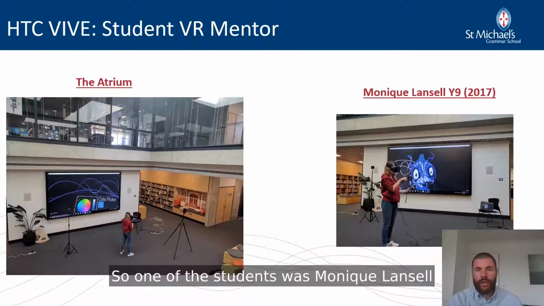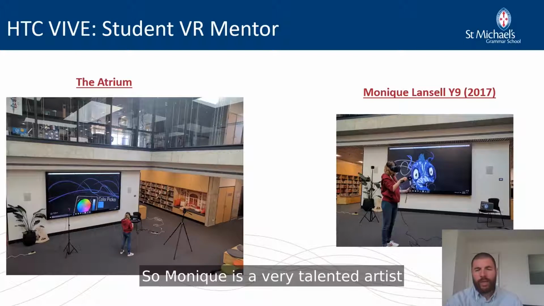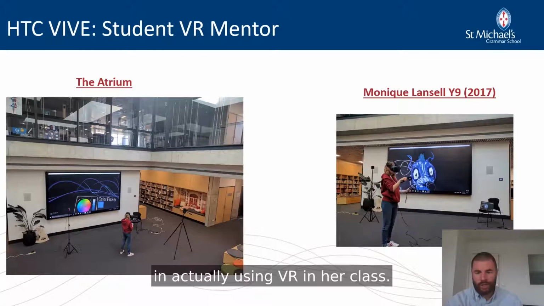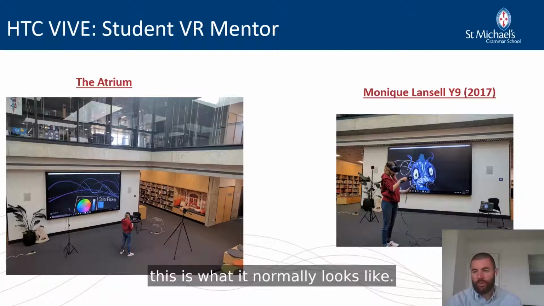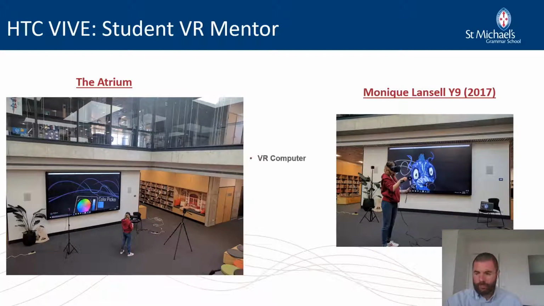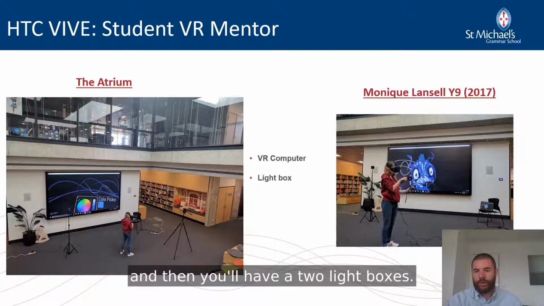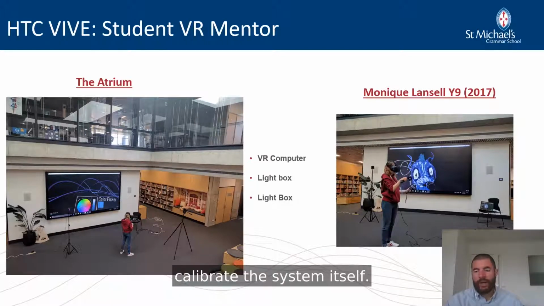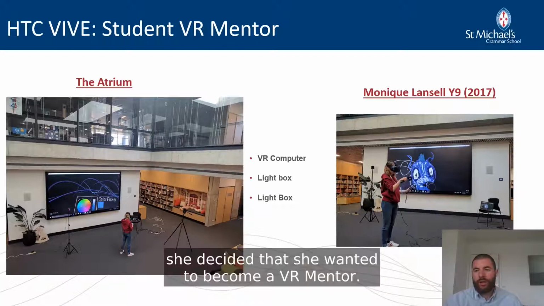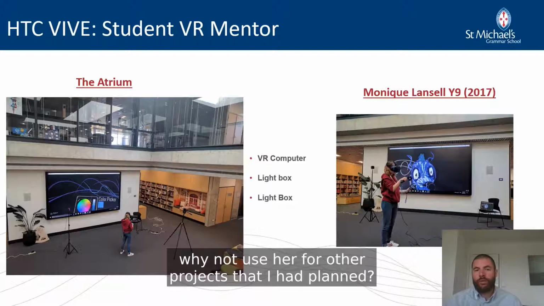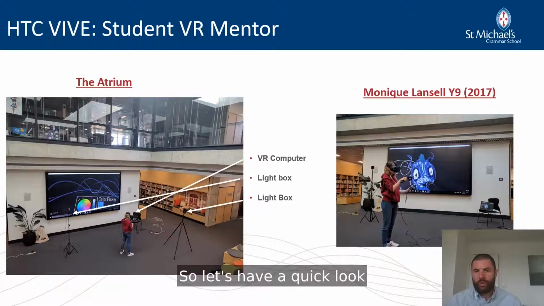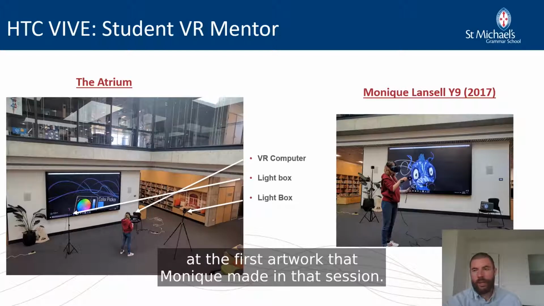One of these students was Monique Lansell, who's pictured below. Monique is a very talented artist who showed a real interest in using VR in her class. For those who haven't used a VR setup before, this is what it normally looks like. You'll have the VR computer, and then you'll have two light boxes, which are normally set up to calibrate the system itself. Having played around with it, she decided that she wanted to become a VR mentor. So I thought, why not use her for other projects that I had planned? Let's have a quick look at the first artwork that Monique made in that session.